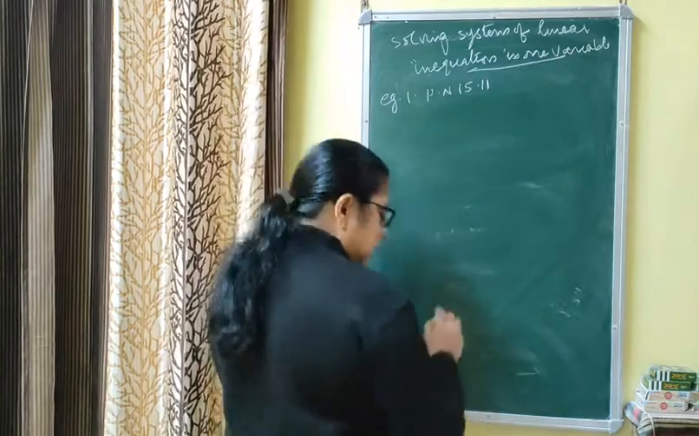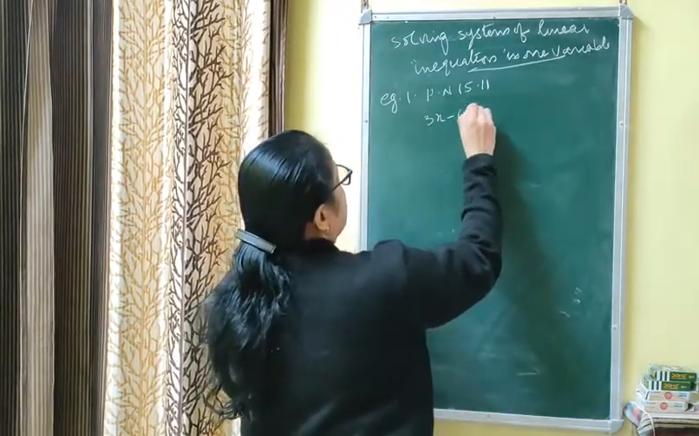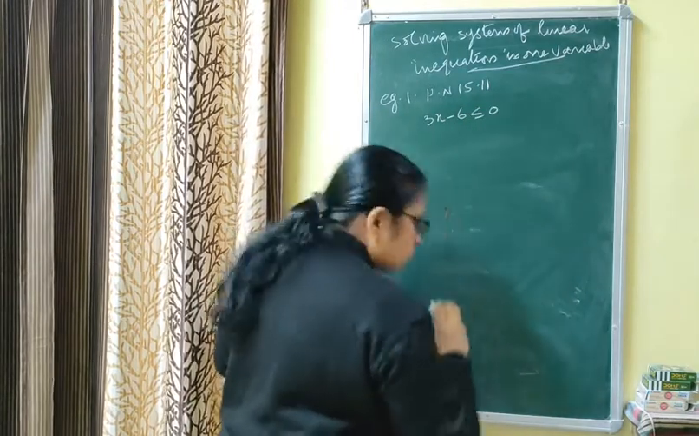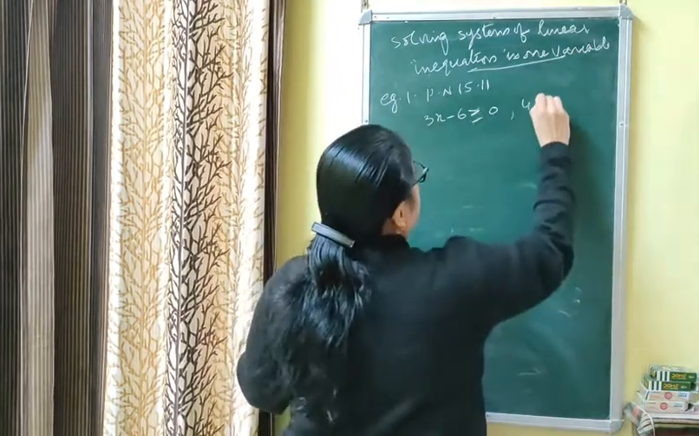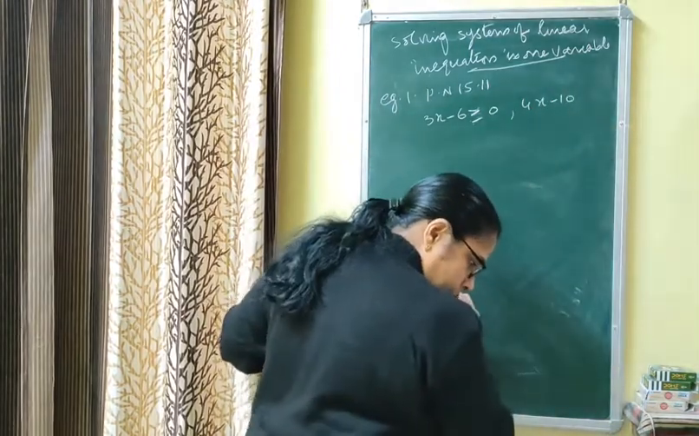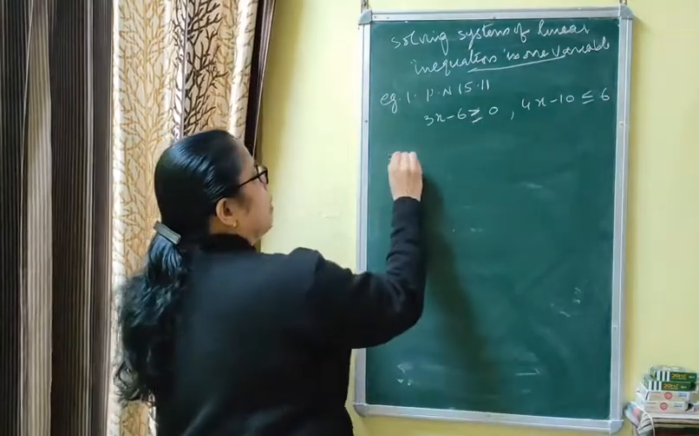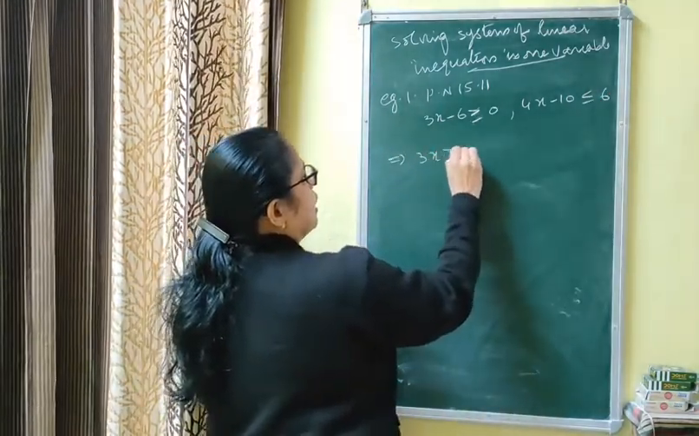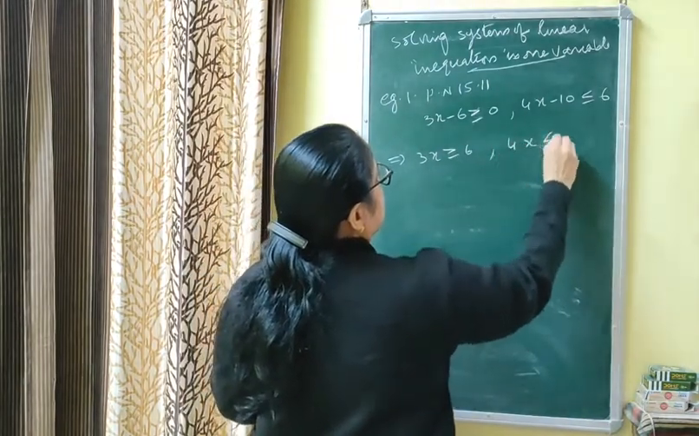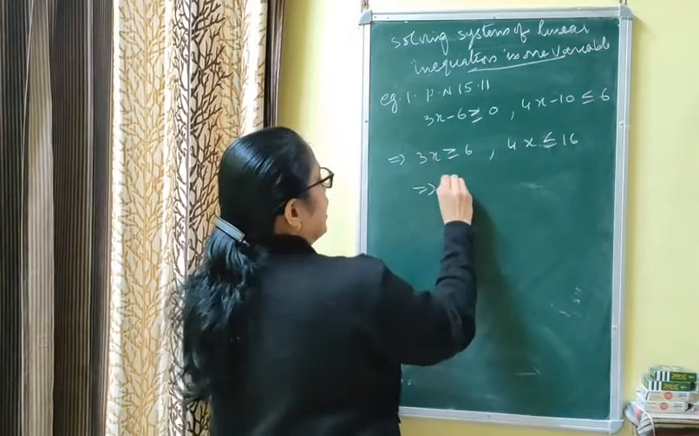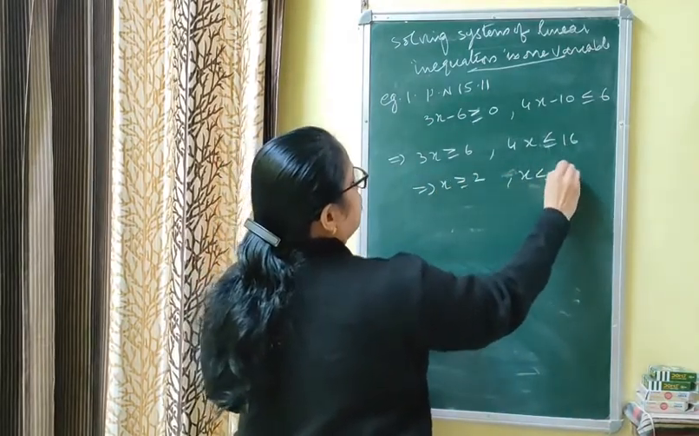An example 1 that I am taking is simple one. That is, you are given two equations, 3x minus 6 less than or equal to 0. Sorry, greater than or equal to 0. That is the first equation. Second one is 4x minus 10 less than or equal to 6. You have to solve it simultaneously. By solving this, 3x greater than or equal to 6, comma 4x less than or equal to 16. That implies x greater than or equal to 2, comma x less than or equal to 4.